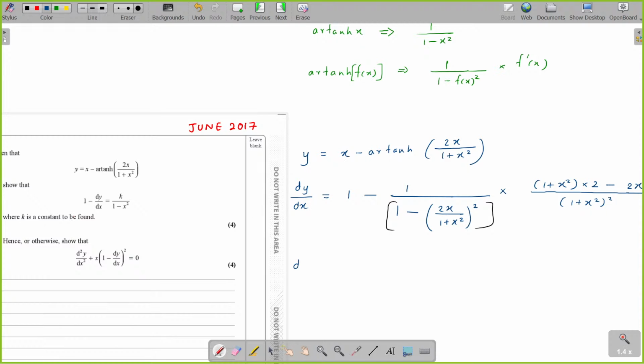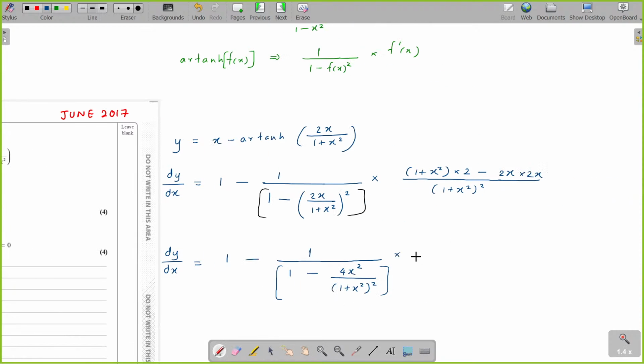dy by dx equals 1 minus, how do you simplify this? 1 over 1 minus, this is going to be 4x squared, right? Because I'm going to put the square in, 4x squared over 1 plus x squared whole thing squared. And this is also going to be multiplied by 2 plus 2x squared minus 2x into 2x, which is 4x squared, over 1 plus x squared squared. Do you agree with me?